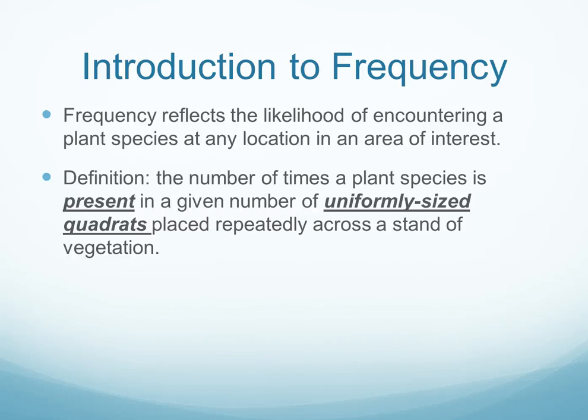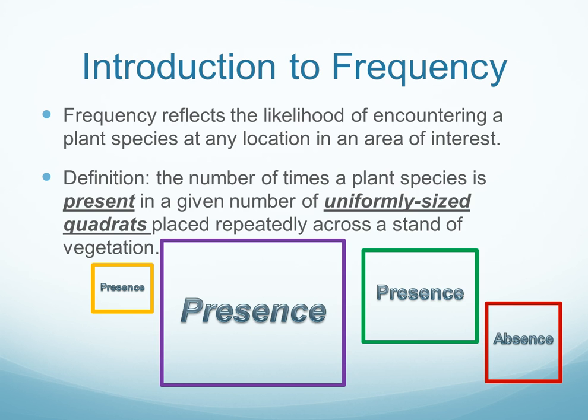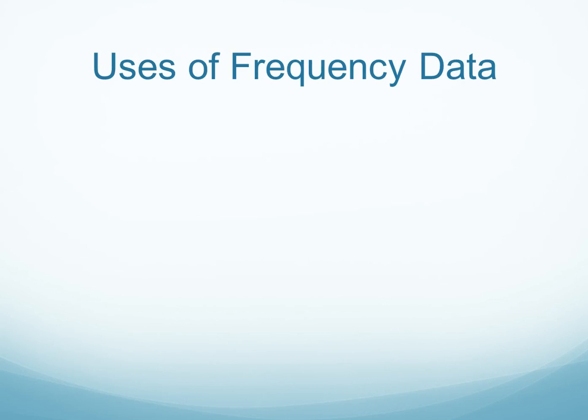Frequency measurements are very sensitive to changes in the size of the quadrat, so that's why it's part of the definition. And so two aspects that we must always remember when we're dealing with frequency is that we're talking about presence or absence of species, and the size of the quadrat is an important characteristic of the method.